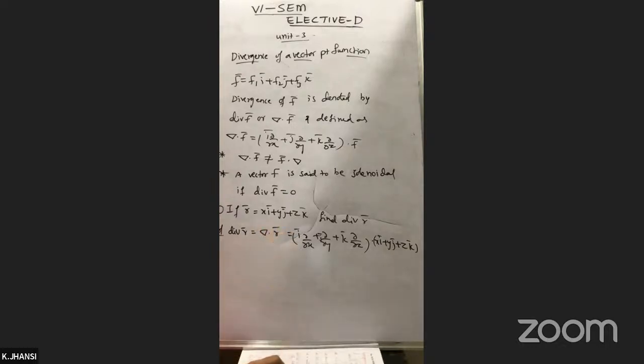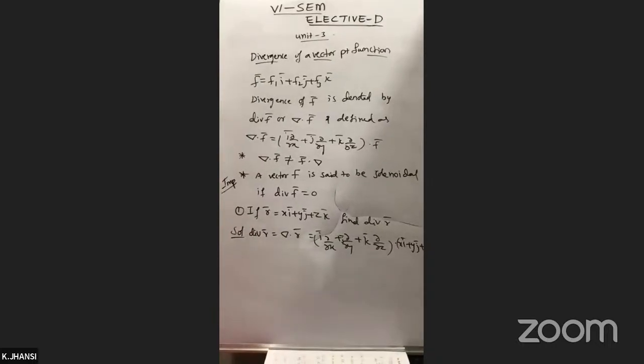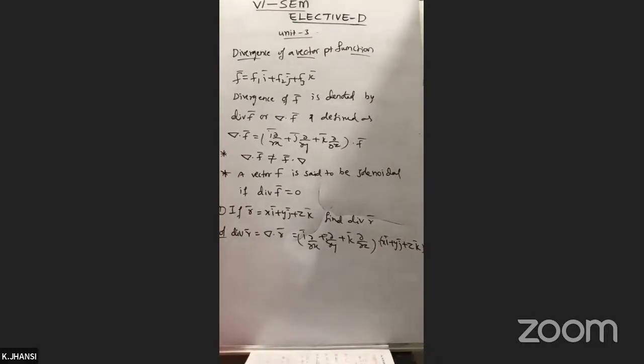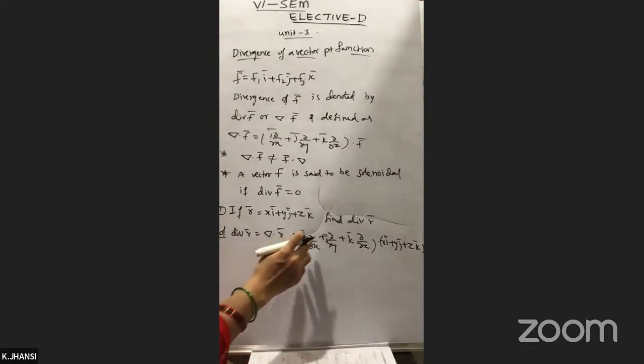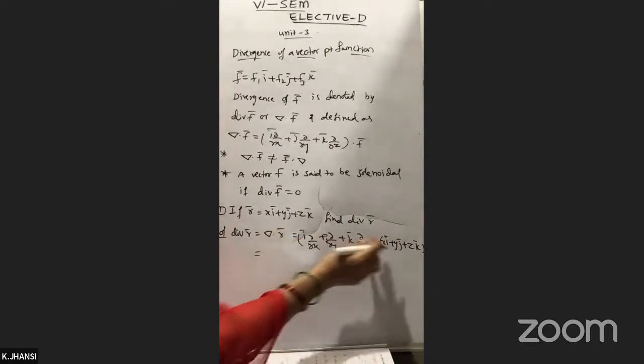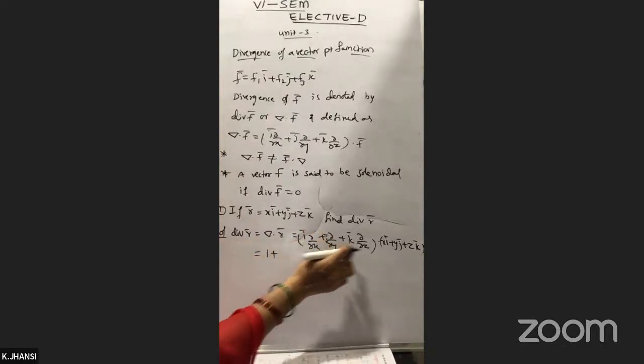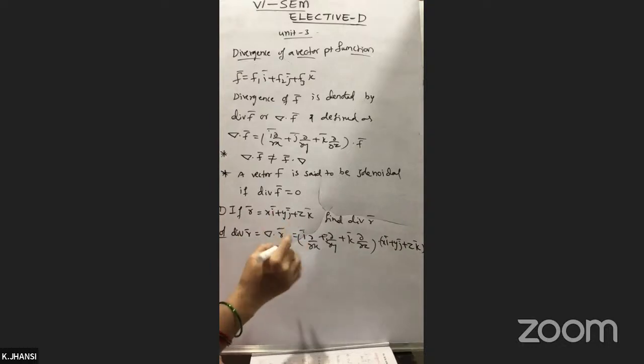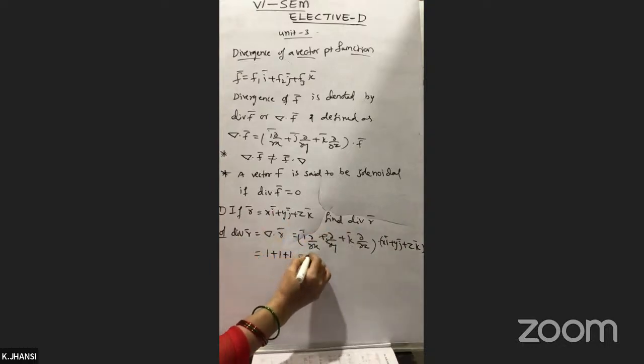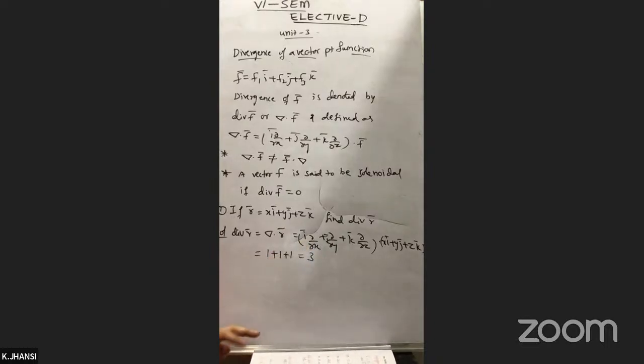So it is i into dou by dou x, j dou by dou y, k dou by dou z, of xi plus yj plus zk. Now do with respect to x. So i into i is 1. Dou by dou x of x means we will get 1, plus j into dou by dou y of y, differentiation of y is 1. Next z is also 1. So this value is 3. Okay. So like this, if any function is given, you have to find the del of the function, that is called the divergence of a vector.